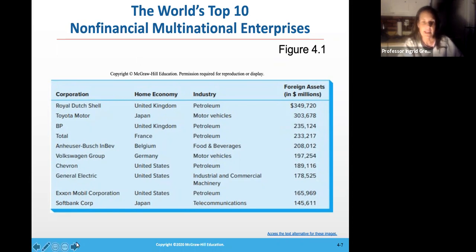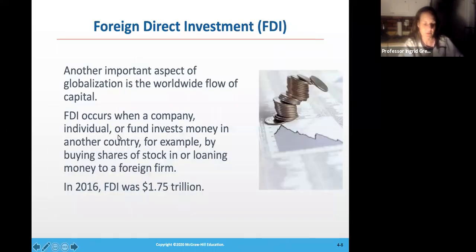So let's go ahead and move into the next slide. Foreign direct investment. What is this? This is another important aspect of globalization. It's the worldwide flow of capital, the worldwide flow of cash, I guess you could say. Foreign direct investment occurs when a company, individual, or fund invests money in another country, for example, by buying shares of stock in or loaning money to a foreign firm. In 2016, the amount of foreign direct investment in the world was 1.75 trillion.